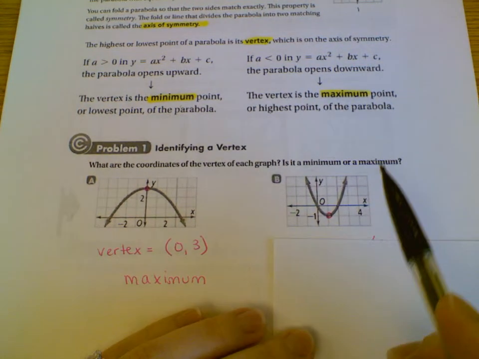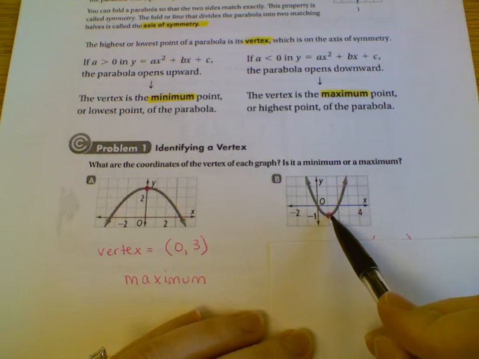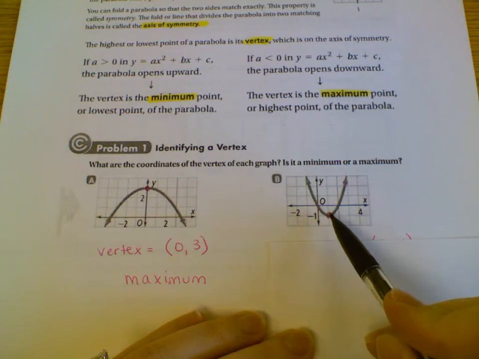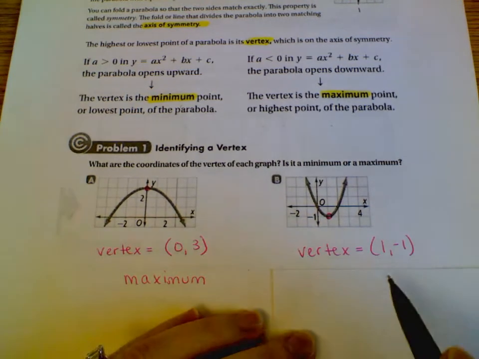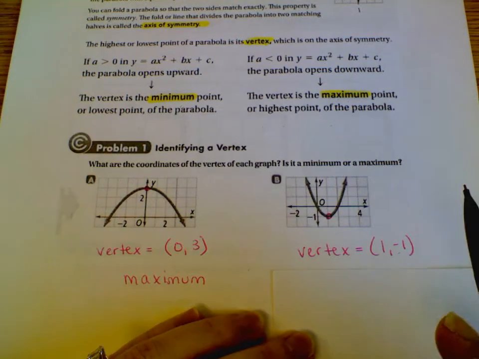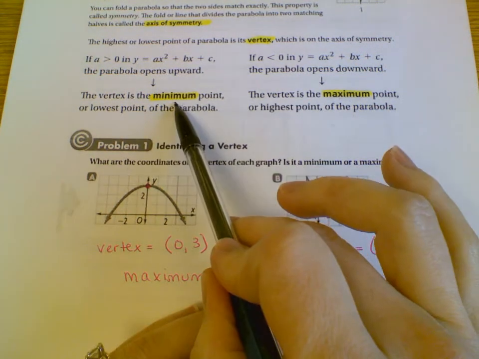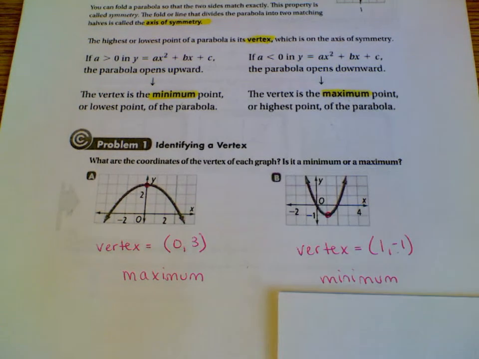Next question. Here is my vertex down here at the bottom, so that would be my folding point. For the coordinates of that point, starting at the origin, I would move right 1 and down 1, so my coordinates would be (1, -1). Since it's the lowest point, it would end up being a minimum. Okay, so just looking to see which one is which.